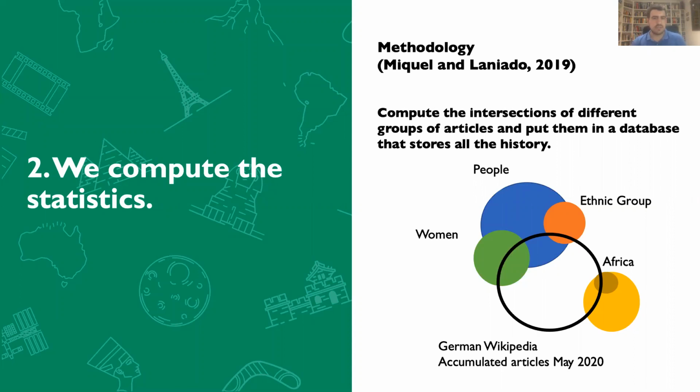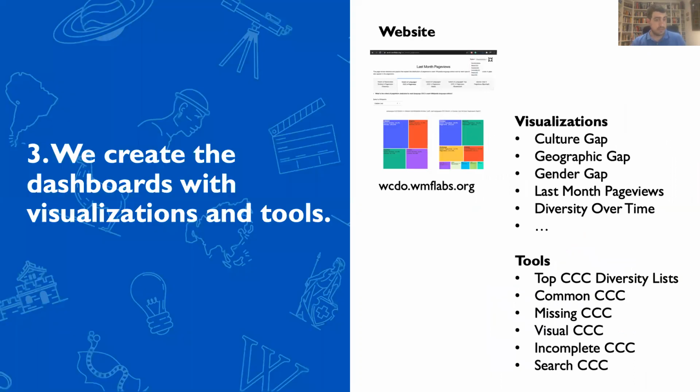These intersections are computed among a wide variety of sets of articles, and they are stored in order to create the dashboards. The third step is to create the dashboards and to provide visualizations and tools.